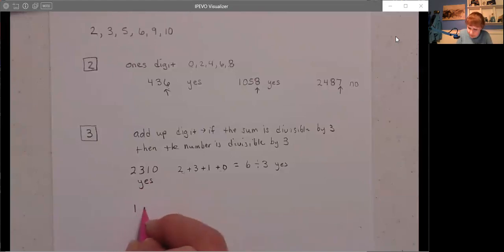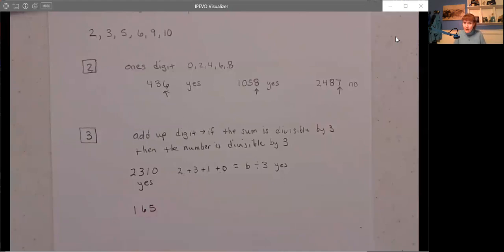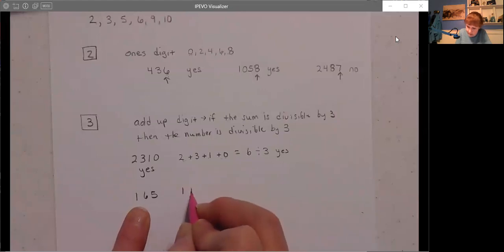Let's do 1,000. I had some other ones here. Or no, how about just 165? Is that divisible by 3? Well, you find the sum of the digits, 1 plus, you find the sum by adding.